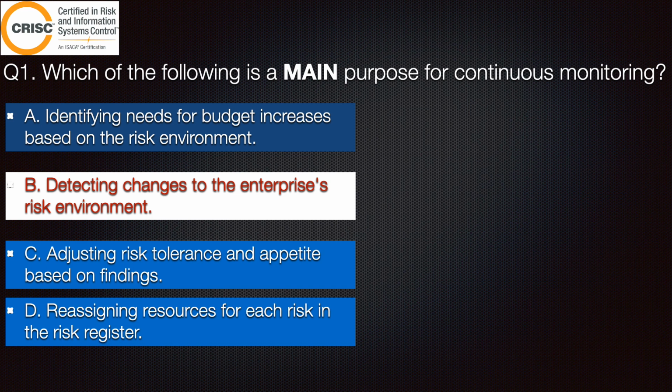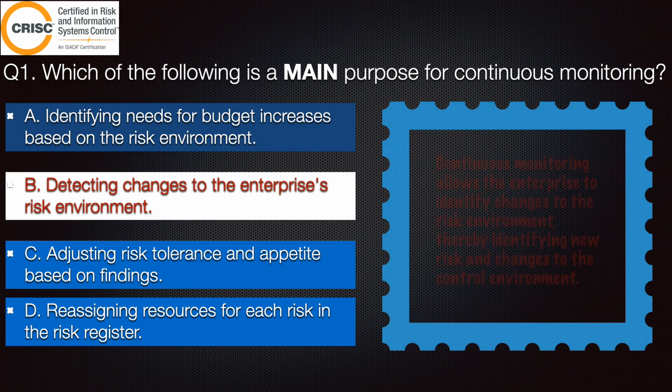Okay friends, let's understand the options which are incorrect, right? Option A, identifying need for the budget increase based on the risk environment. Friends, budget increases typically are needed after a new risk is identified, or the need to address the existing risk with additional resources is noted. Understood? However, assessing the need for the budget increase is not the main purpose for carrying out continuous risk monitoring, right?